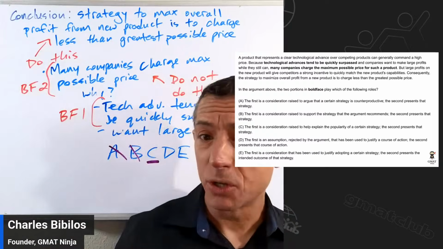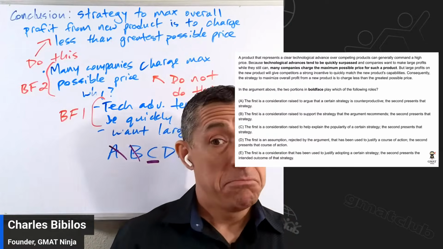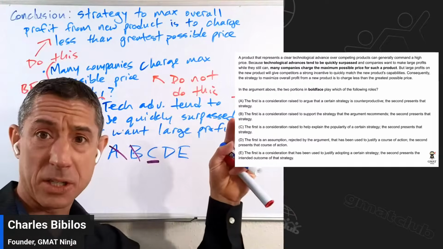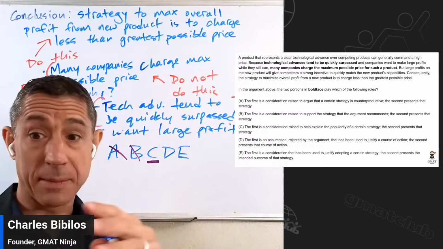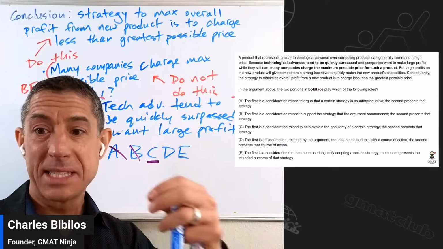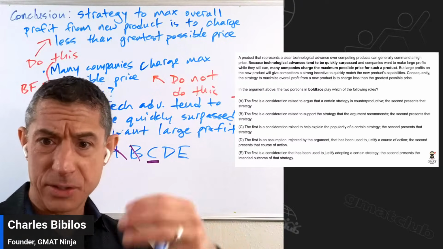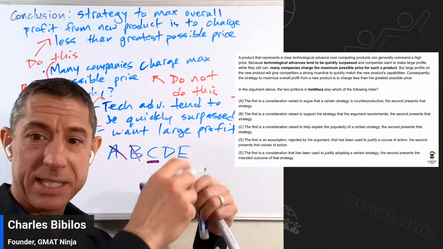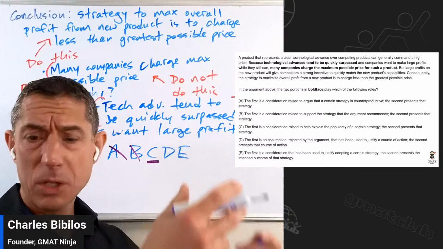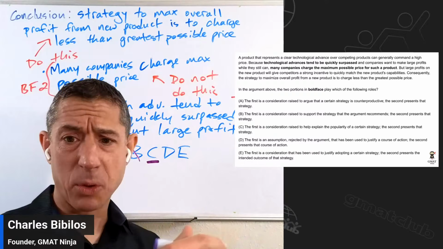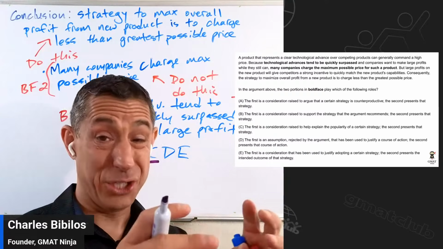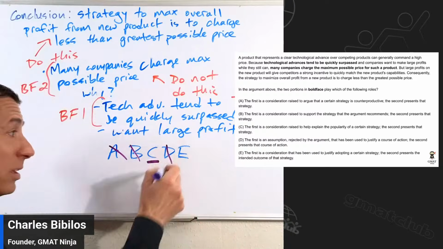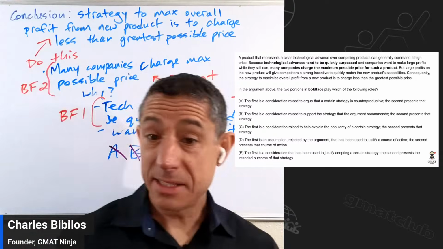D, first is an assumption rejected by the argument. Not true. The argument is not arguing against the idea that technological advances tend to be quickly surpassed. Right there, we could eliminate D, keep going anyway. Second presents that course of action. So first, assumption rejected by the argument that has been used to justify a course of action. Second presents that course of action. Sure, it is the course of action in the second boldface, but that first boldface is not an assumption that the argument rejects at all. So D is out.